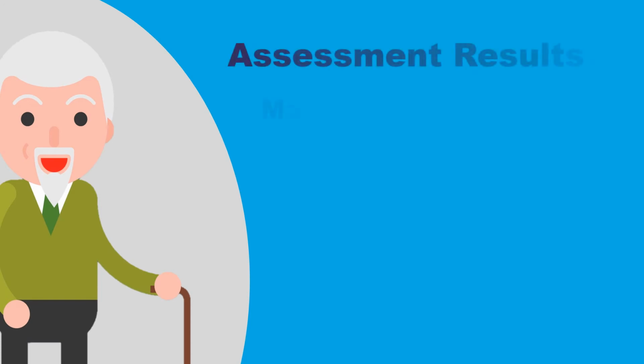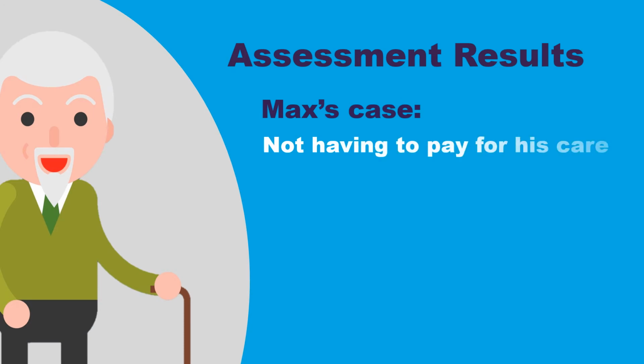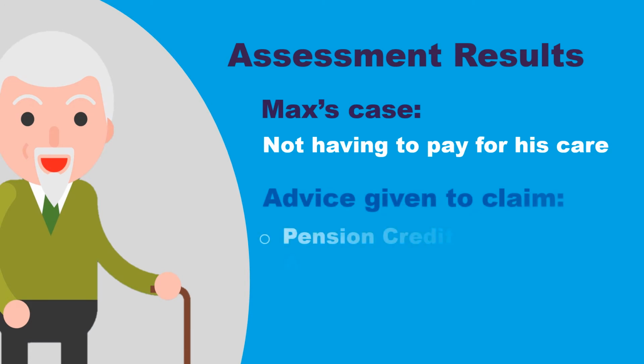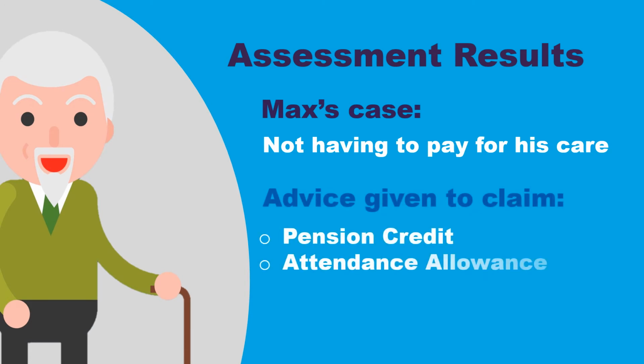Assessment results. Max is assessed as not having to pay for his care. However, the visiting officer has completed a benefit check and advised Max to claim pension credit and attendance allowance. He also advised Max that once the pension credit was awarded, he would also be entitled to housing benefit and council tax reduction.